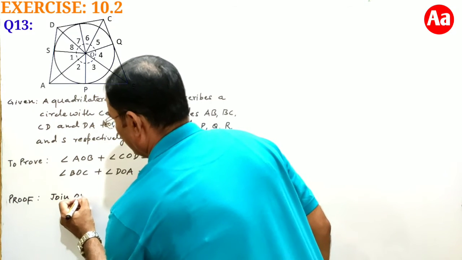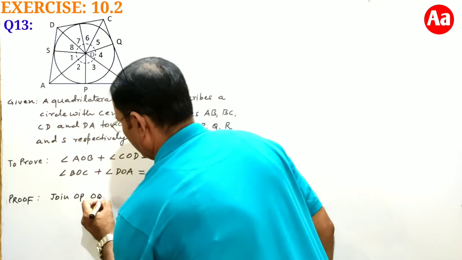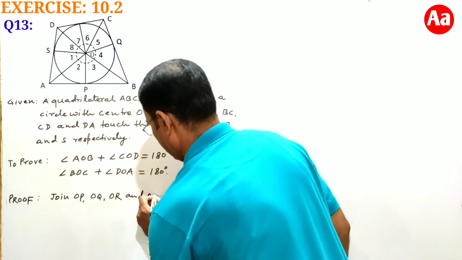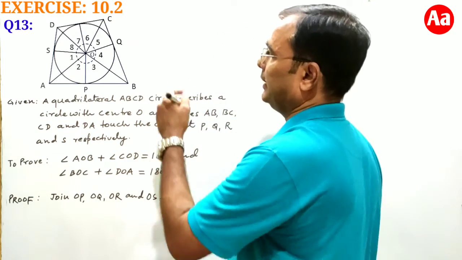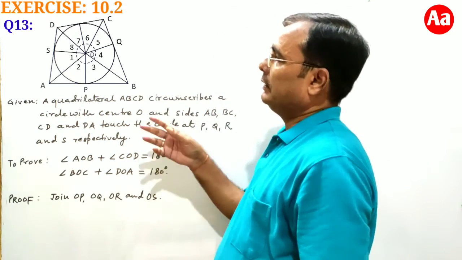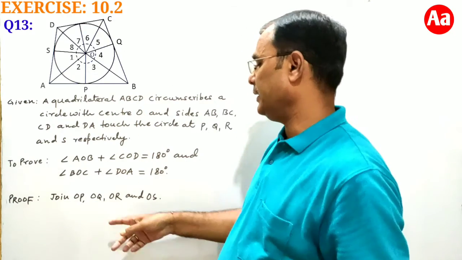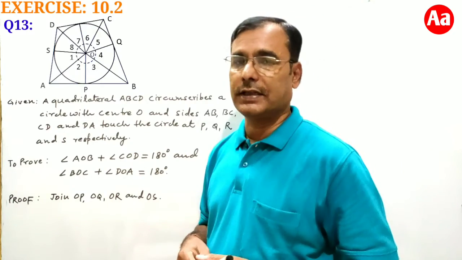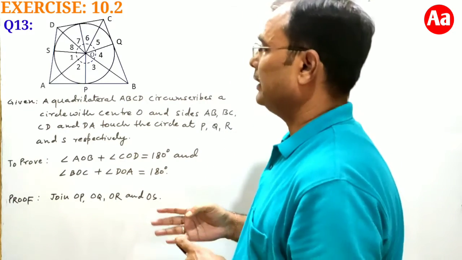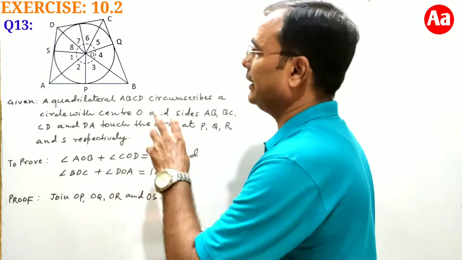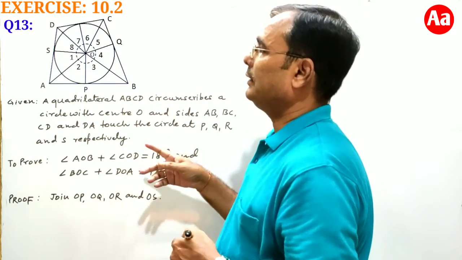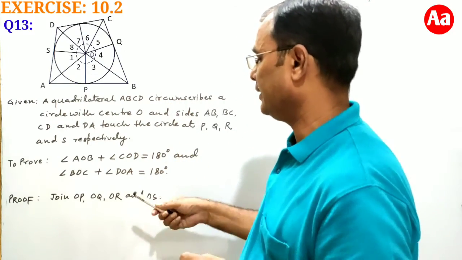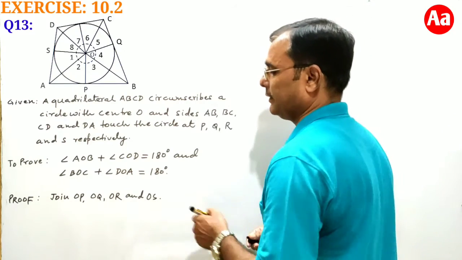Join OP, OQ, OR and OS as shown in the figure also. 8 angles are formed by joining these OP, OQ, OR and OS at the center of the circle O, and we have denoted these 8 angles by angle 1, angle 2, angle 3 and so on, so that writing of these angles in the process will be easier.